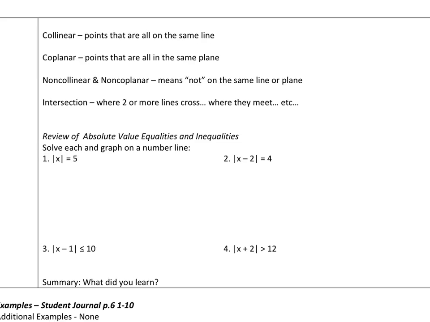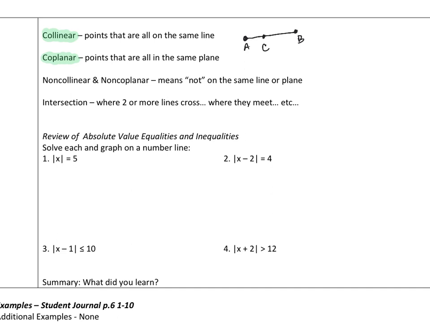And here we have more defined terms. If I use the word collinear, collinear means that all the points are on the same line. Coplanar would mean all the points are in the same plane. So when I say collinear, suppose I have 2 points here. We'll say I've got point A and I've got point B, and I connect them, and then I have point C right there. Point C is collinear with points A and B.